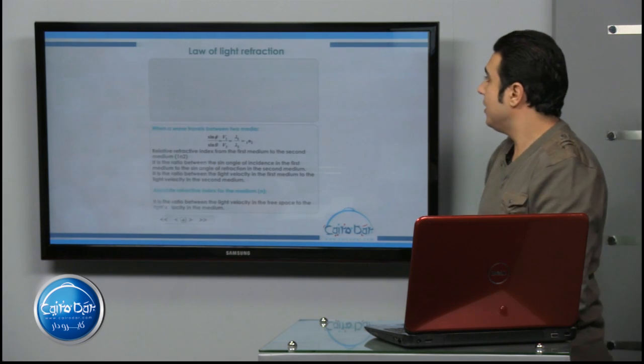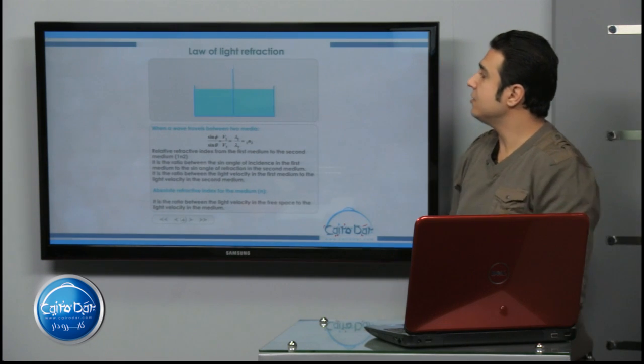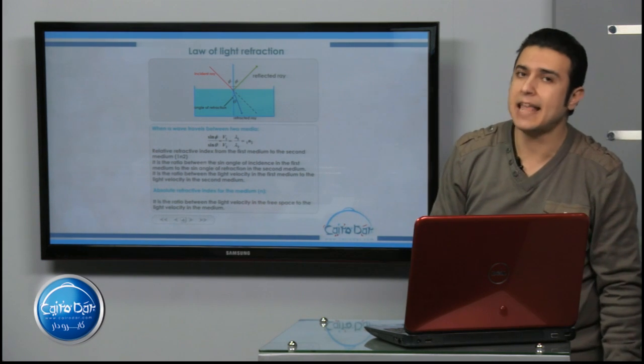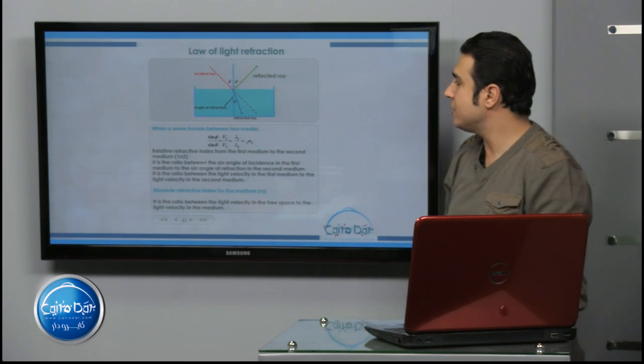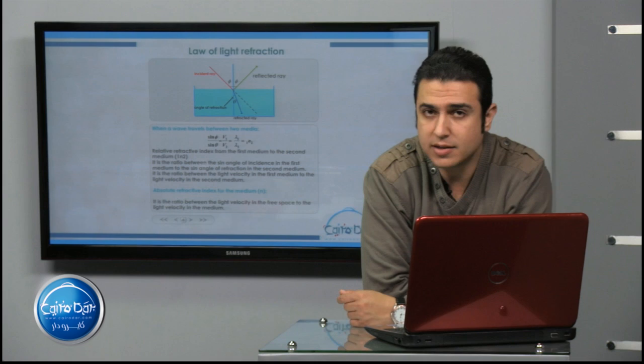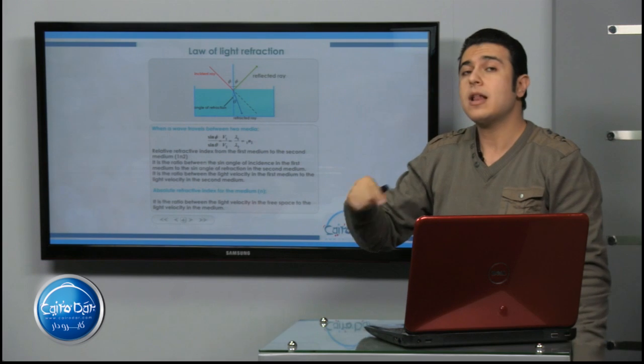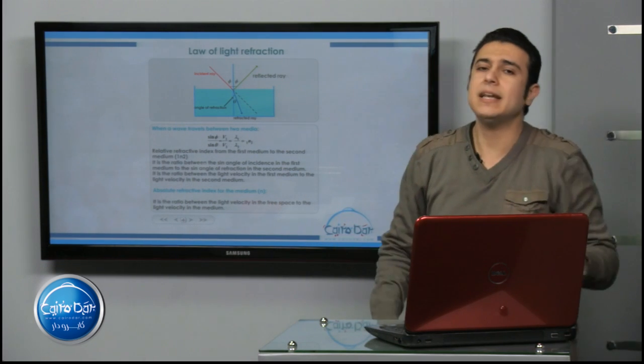Here, as you see, the law of light refraction: the light ray is refracted, and another part is reflected. Here is the angle of incidence phi, angle of reflection phi dash, and here the angle of refraction theta. When a wave travels between two media, sine phi divided by sine theta equals V1 over V2 equals lambda 1 over lambda 2 equals 1n2.